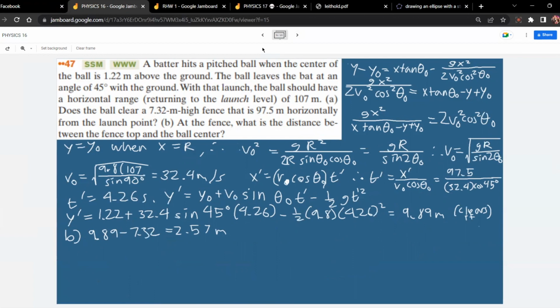Ball leaves the bat at an angle of 45 with respect to the ground. Should have a horizontal range of 107.